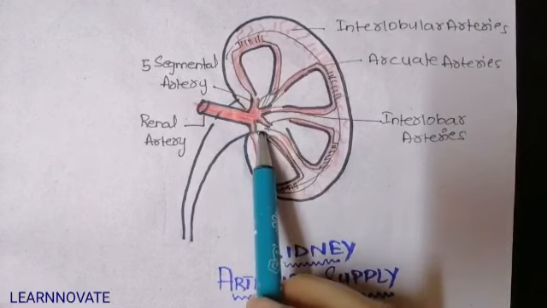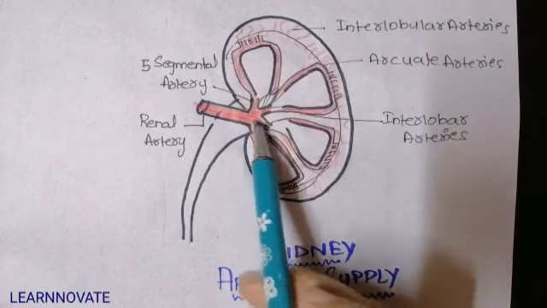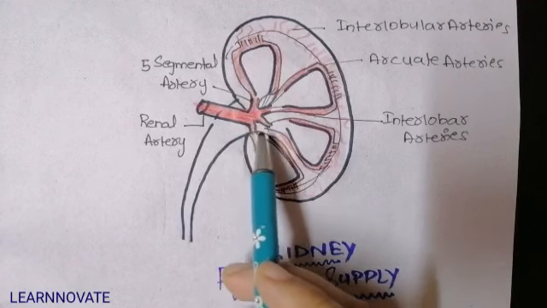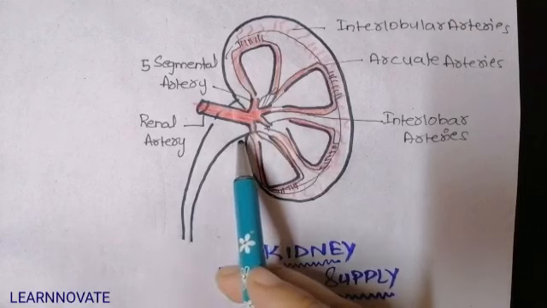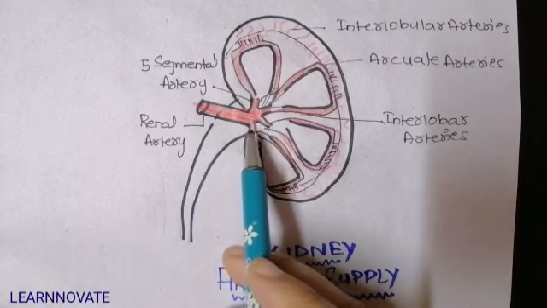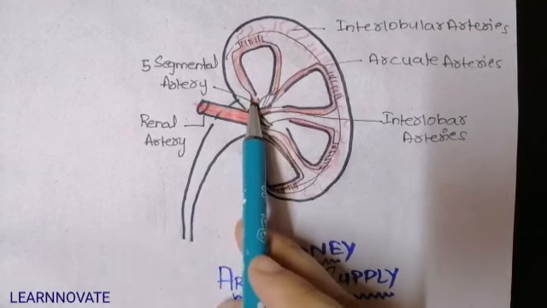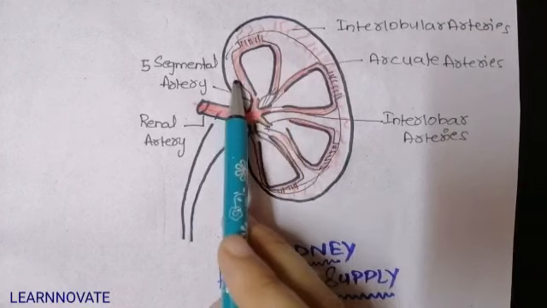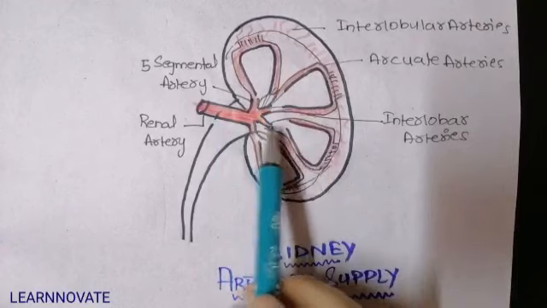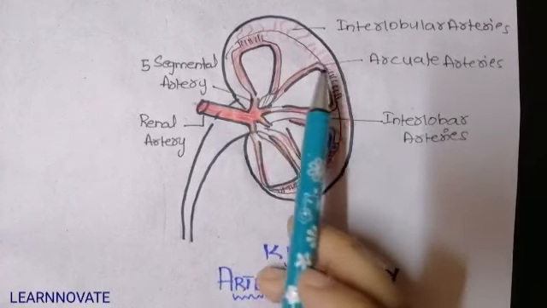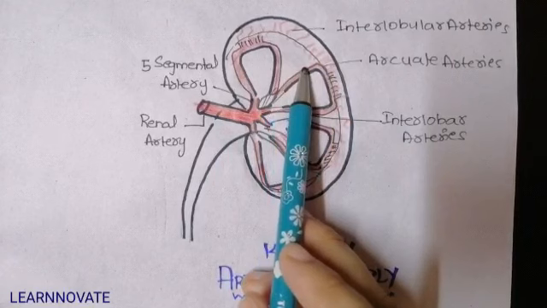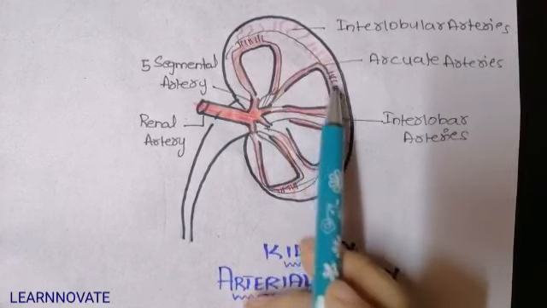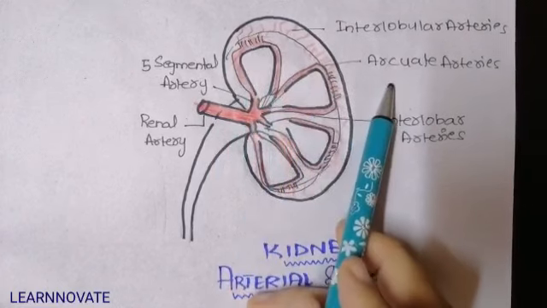These 5 segmental arteries include the superior segmental, the anterior superior segmental, the anterior inferior segmental, the inferior segmental and then the posterior segmental artery. These 5 segmental arteries, at the level of the apex of the pyramid, divide into the interlobar arteries. You can say the arteries between the pyramids are called the interlobar arteries. Then these interlobar arteries ascend into the medulla, and at the base of the pyramids they form the arcuate arteries.